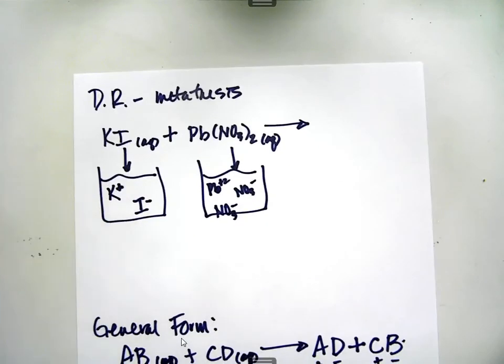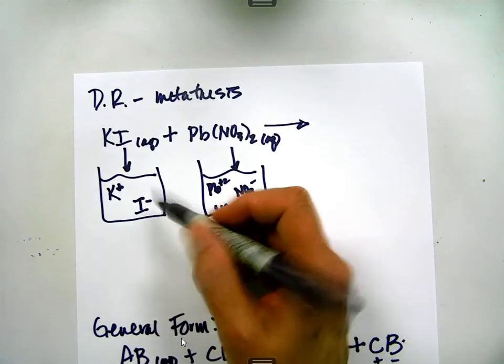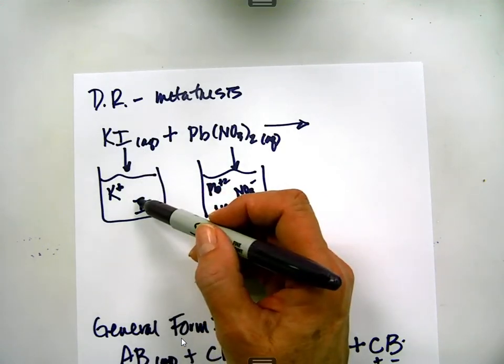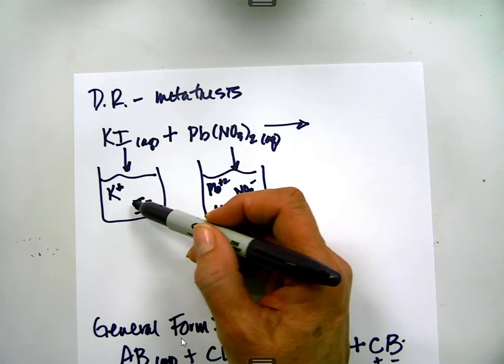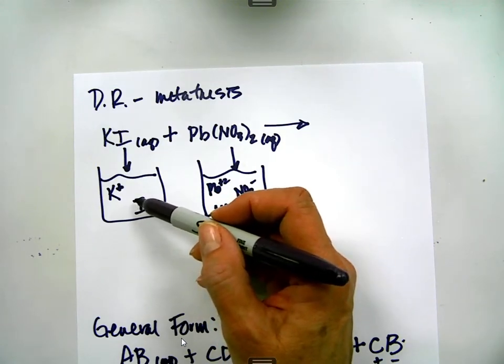Alright, so if you look back at the specific one, macroscopically what I would see is I would take the solution of potassium iodide, it would look just like water. It would be clear, it would be colorless, you could see through it, it would be transparent, it wouldn't look any different than water.